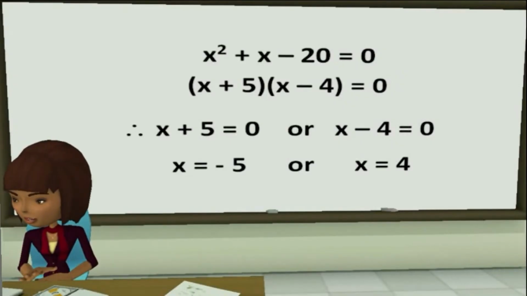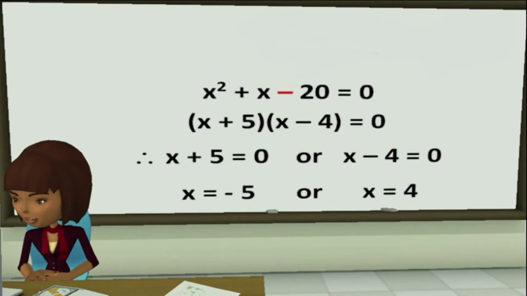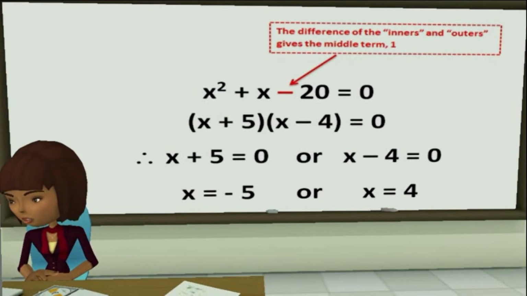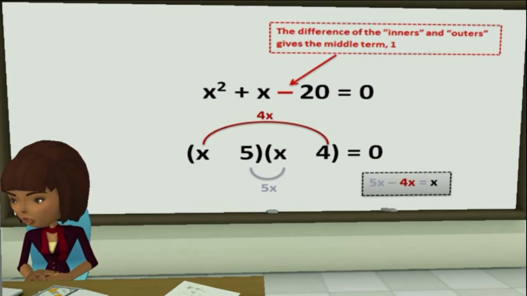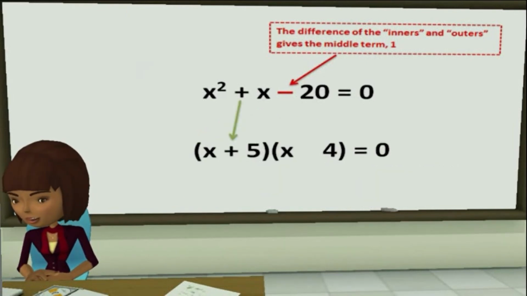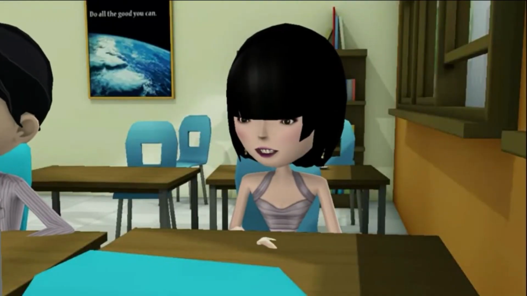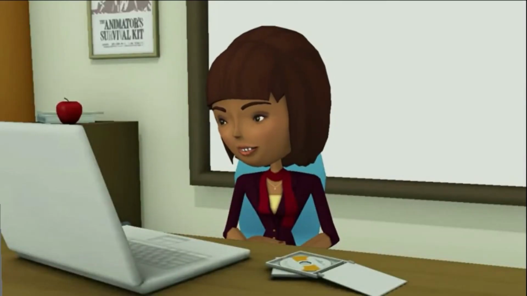Maria, remember to look at the sign of the last term of the trinomial. If it is minus, the difference of the inners and outers will give the middle term. The product of the outers is 4x, and the product of the inners is 5x. The difference between 5x and 4x is x. We then assign the greater product, which is 5x, the sign of the middle term of the trinomial, which is plus. And the other bracket therefore gets the minus sign. Okay, thanks, Jane. Sure, Maria.